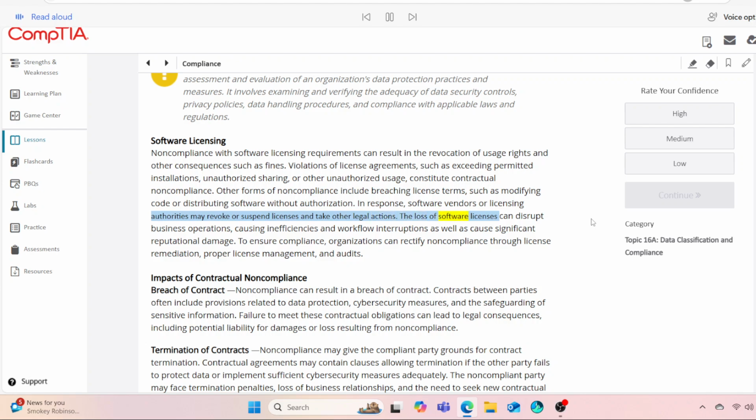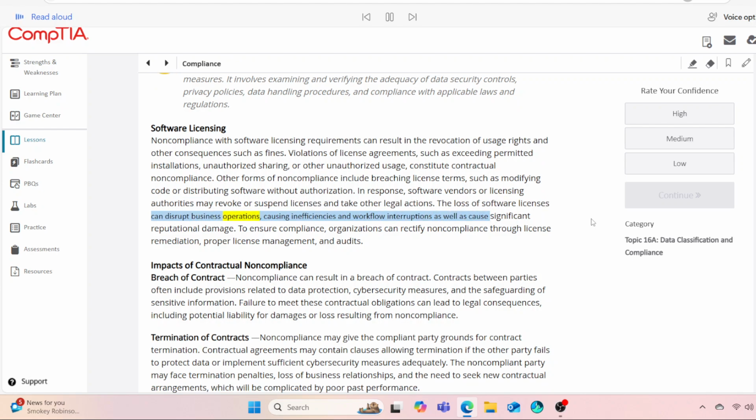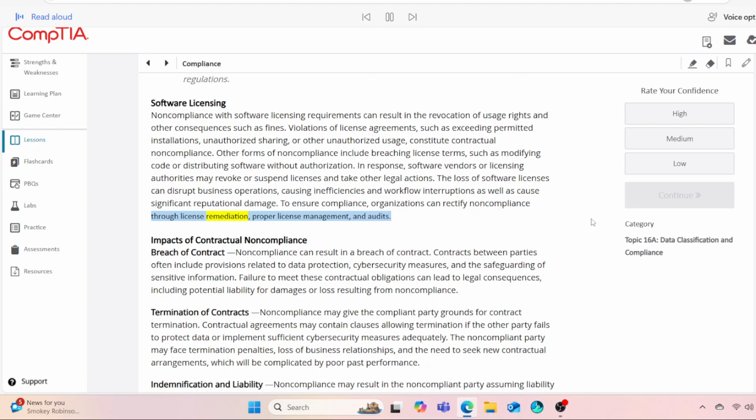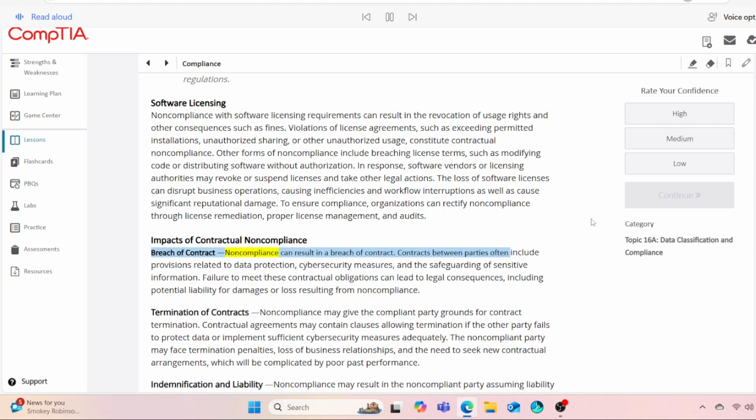The loss of software licenses can disrupt business operations, causing inefficiencies and workflow interruptions, as well as cause significant reputational damage. To ensure compliance, organizations can rectify noncompliance through license remediation, proper license management, and audits. Impacts of contractual noncompliance. Breach of contract. Noncompliance can result in a breach of contract.